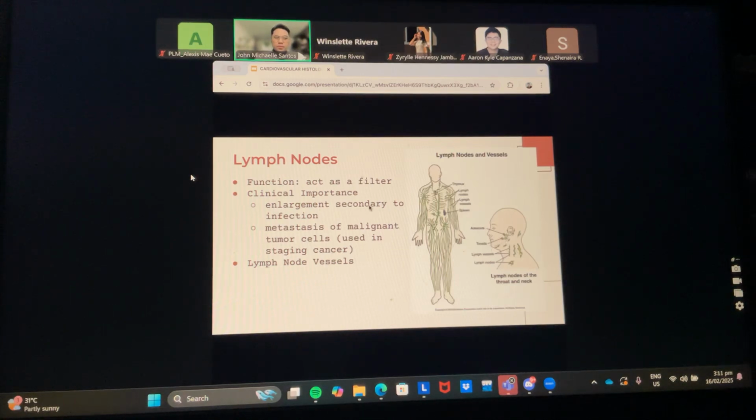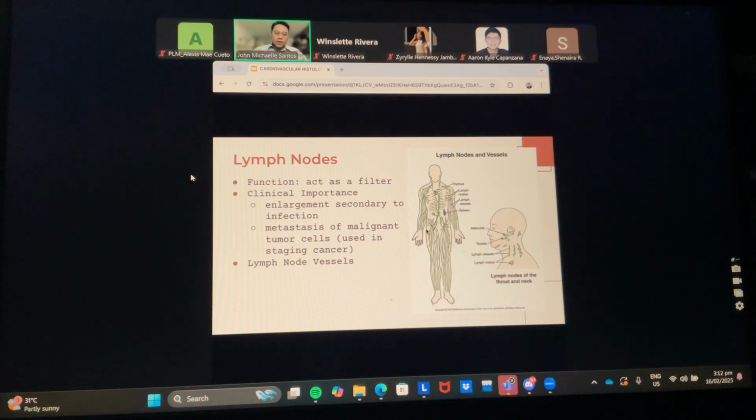So the function of your lymph node, it acts as a filter. Diba? Kaya kapag nagkakasakit ka, lumalaki yung mga kulan mo na infection. So clinical importance: enlargement secondary to infection, and metastasis in your malignant tumor cells. And it can be used in staging cancer.